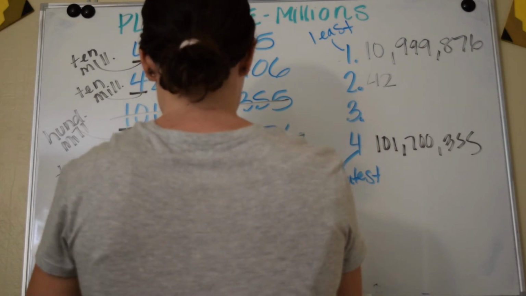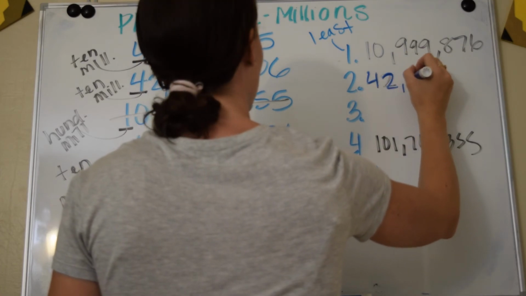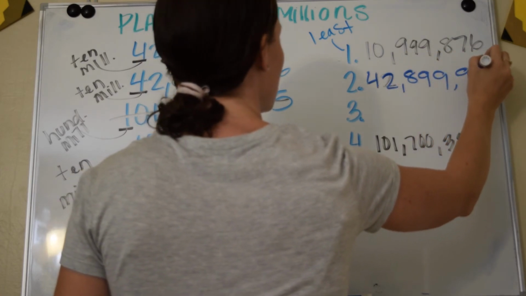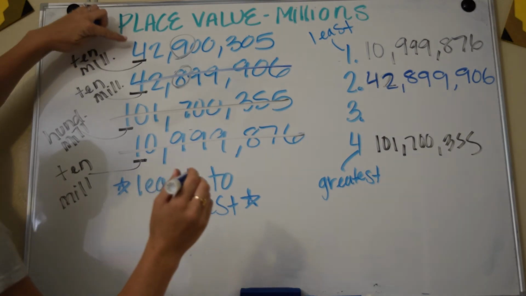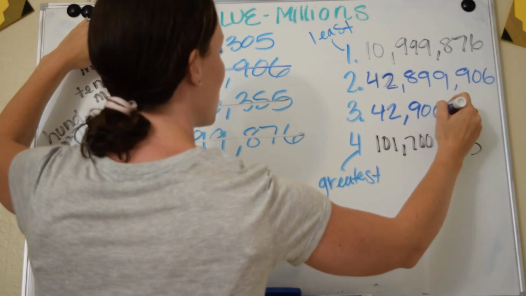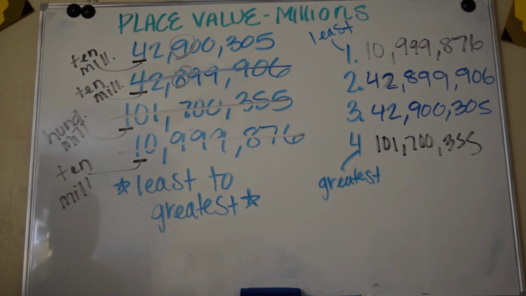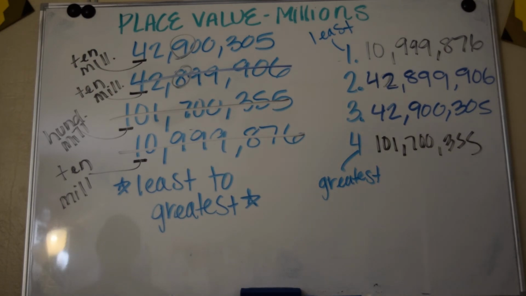My pen's running out, so let me switch markers here. So I have 42,899,906. And then all that's left is this number right here, which will go in our number 3 spot, 42,900,305. So that's how you compare a list of numbers. This happens to be numbers in the millions place. Please be sure you check what digits you're comparing. You can only compare digits by making sure they're sitting in the same place value spot. And notice that this one is from least to greatest.